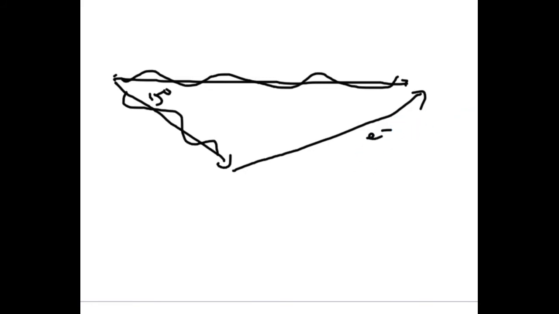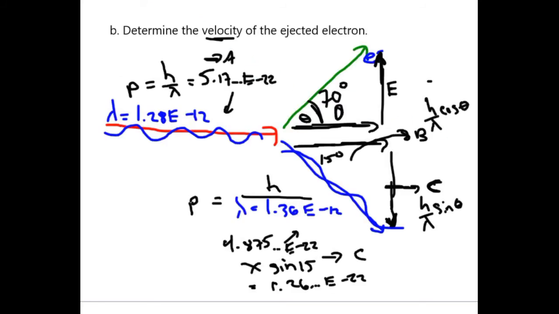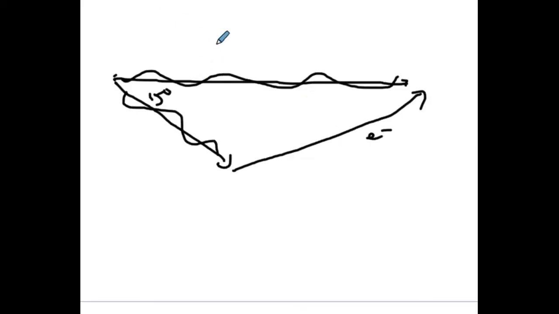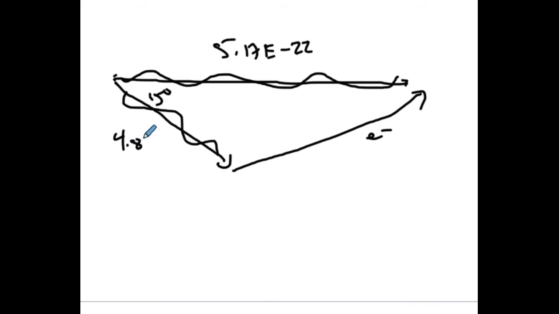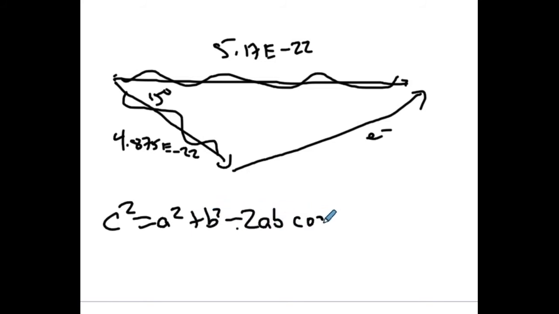I'm going to try that real quick, because the momentum of these I still have written down. The momentum of the incoming wave was 517 times 10 to the minus 22. And I wrote down here that the wave that was going down at the angle was 4.875 times 10 to the minus 22. So if I'd like to, I could solve for this using cosine law. C squared equals A squared plus B squared minus 2AB cosine C. If you know how to do that, I'm going to give that a try real quick.